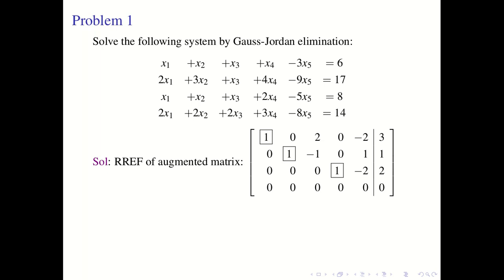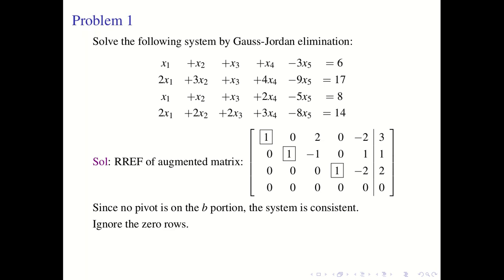So the pivotal entries are in the first, second and third rows, first, second and fourth columns. So therefore the basic variables are x1, x2 and x4, and free variables are x3 and x5. Now assigning arbitrary values to the free variables, we get, the first observation is that there is no pivot on B, so therefore the system is consistent.